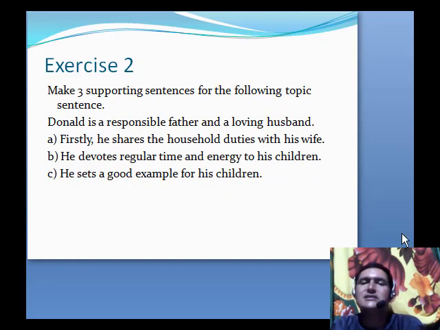In exercise number 2, I have made three supporting sentences for the following topic sentence. Donald is a responsible father and a loving husband. Firstly, he shares the household duties with his wife. He devotes regular time and energy to his children, and he sets a good example for his children.